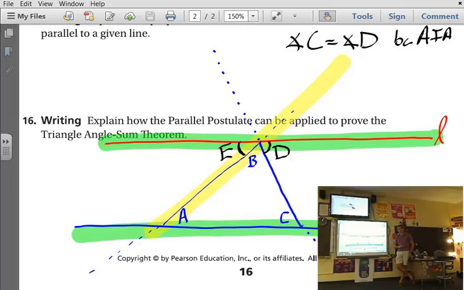And then, what do I know about EBD? Linear pair. Well, linear trio, but yes, they equal 180. They are supplementary because they form a line. And because E is C and D is C and E is A, based off substitution, we've now proven the triangle angle sum theorem. We've proven it.